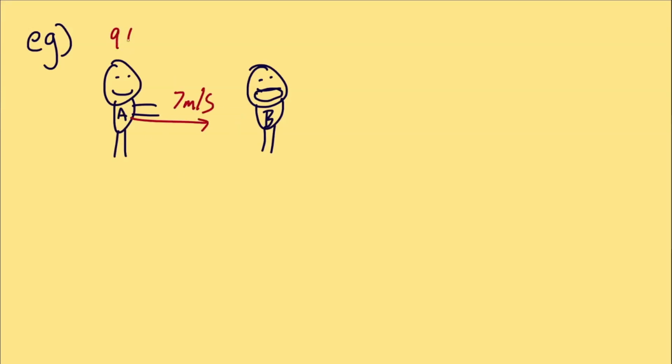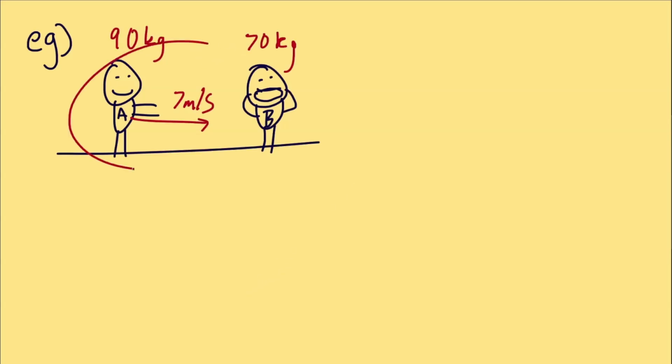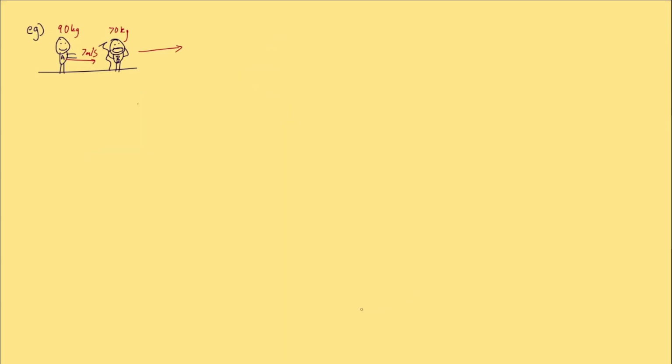You have two people playing hockey. This is person A, and this is person B. And person B is shocked because person A is flying toward person B at 7 meters per second. Person A is 90 kilos and person B is 70 kilos. After this collision, they grab onto each other and slide off together. What's the final speed after this collision? Okay, let's set up our problem.